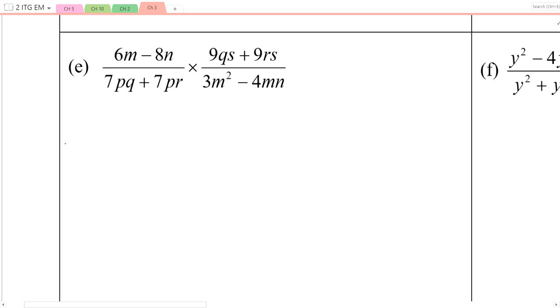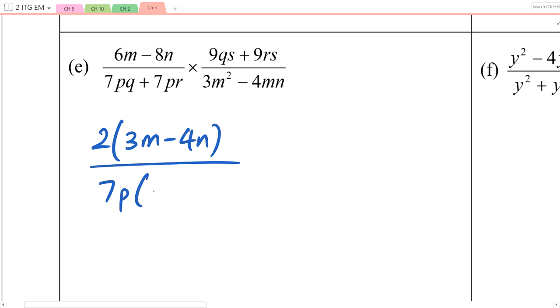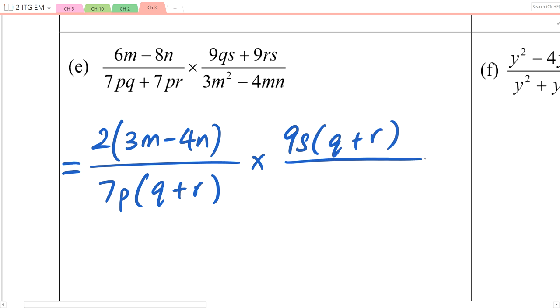Okay, factorize. Now, always have your equal sign. I don't like it when you just write 2 then 3m minus 4n over 7p q plus r multiplied by whatever. Show me that they are equal. Okay, so on the other side we have 9s q plus r. Okay, I like that. I like what I'm seeing. 3m squared minus 4mn. So I factorize out m, leaving me with 3m minus 4n.